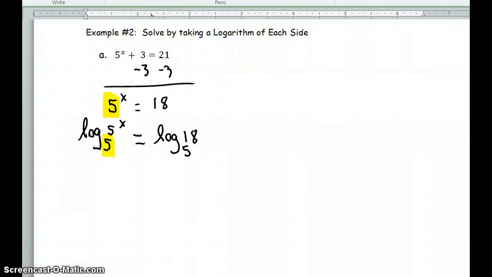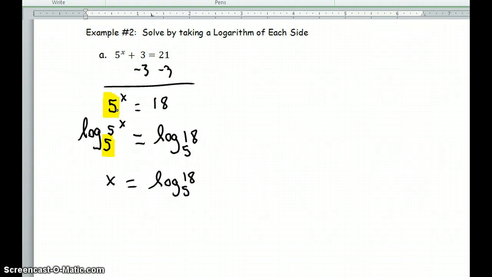Now, the reason why I do this is because of the properties of logs that we've learned so far: these cancel each other. And so this just becomes x equals log base 5 of 18. This step right here, again, is very, very important. It's very similar to back when we would solve something like x to the fifth and take the fifth root. Those fives match. So we take the same base to match that base to get x to come out, and the log cancels the 5. The log base 5 cancels the base 5.